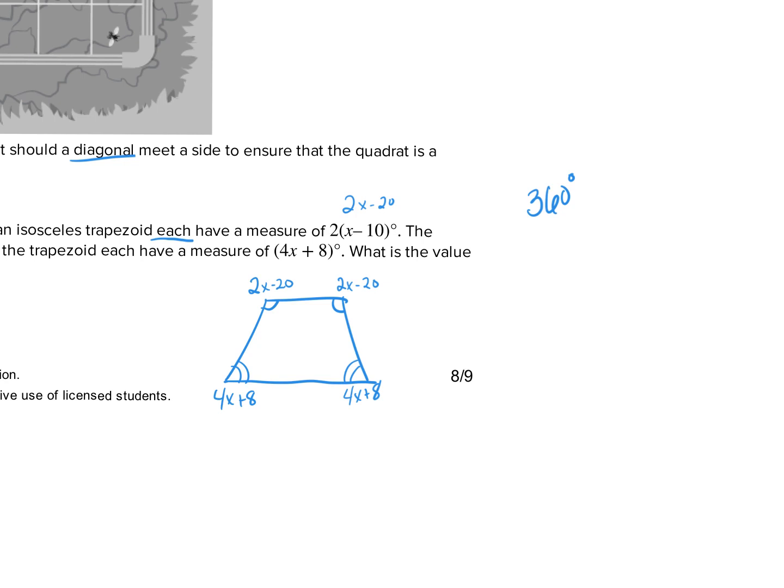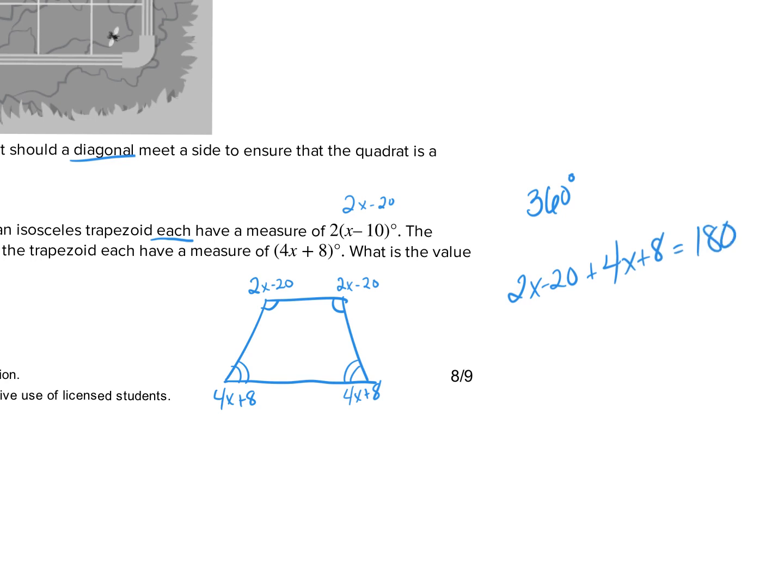So instead of adding all four angles and setting them equal to 360, I can add just the two angles and set them equal to 180, since the two pairs are congruent. So what I have is 2x minus 20 plus 4x plus 8 equals 180.